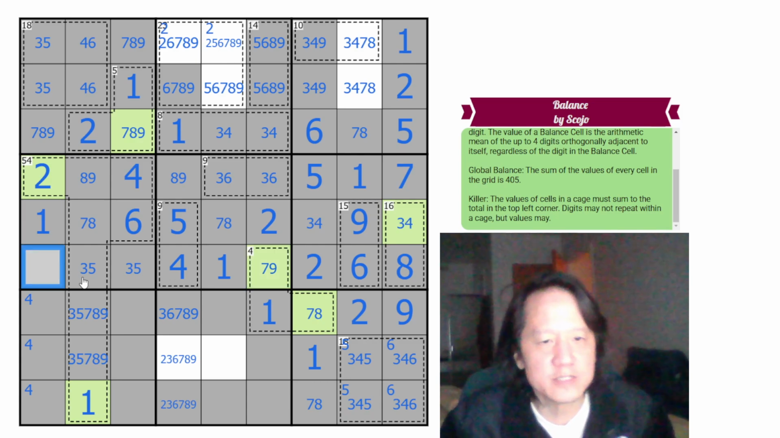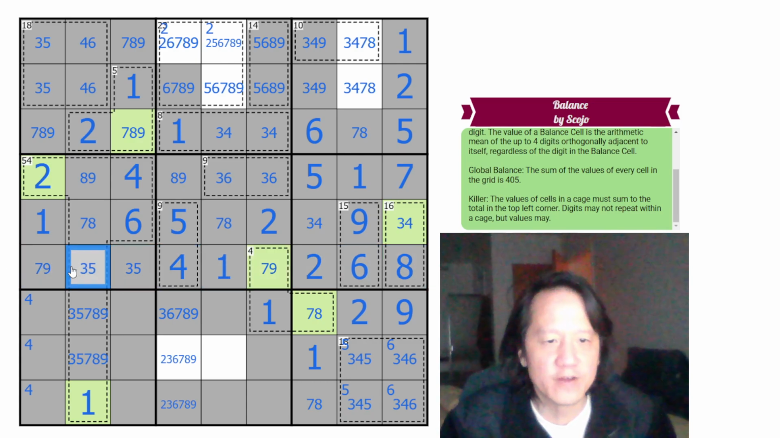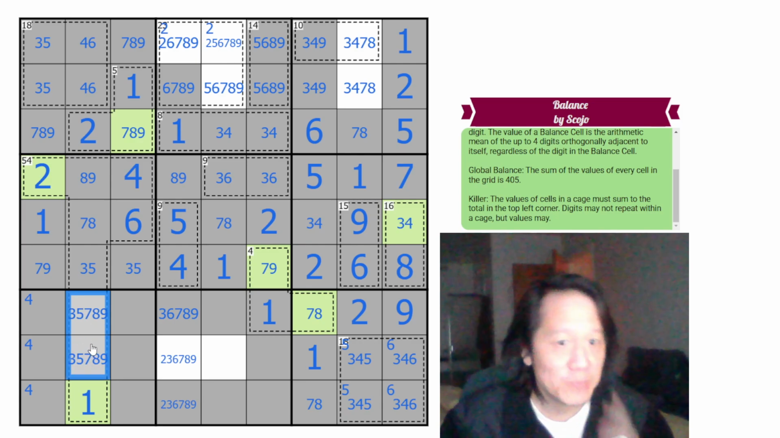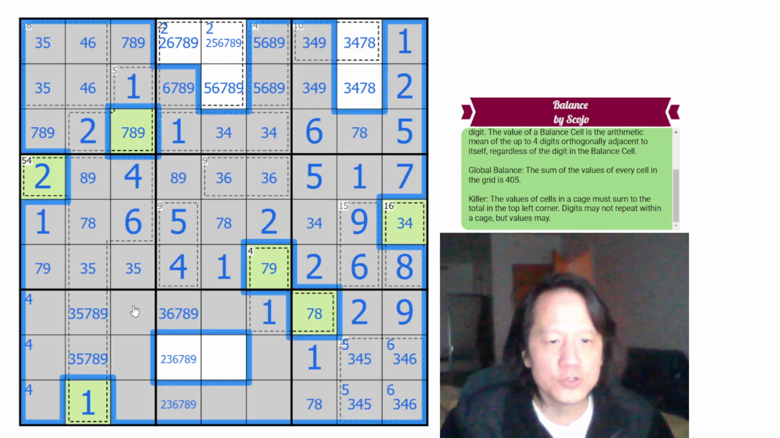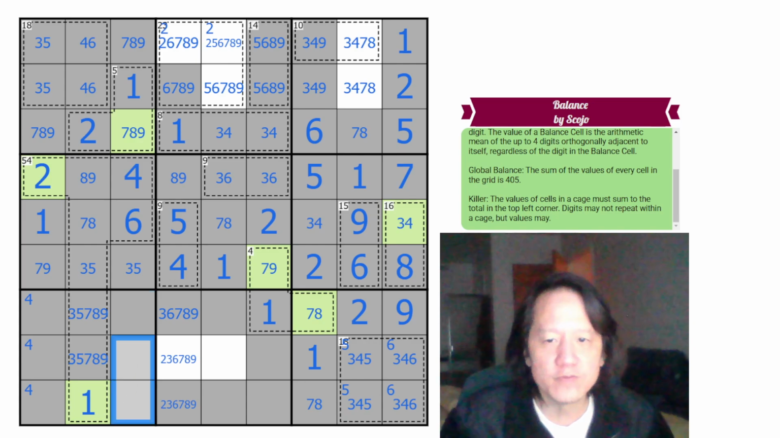So this has to be 7 or 9 because we have the 3, 5, 3, 5 pair here. One of these is 3 or 5, and one of these is 7, 8, or 9. Where's the 2? The 2 has to be one of these two here. This can't be 9 anymore.